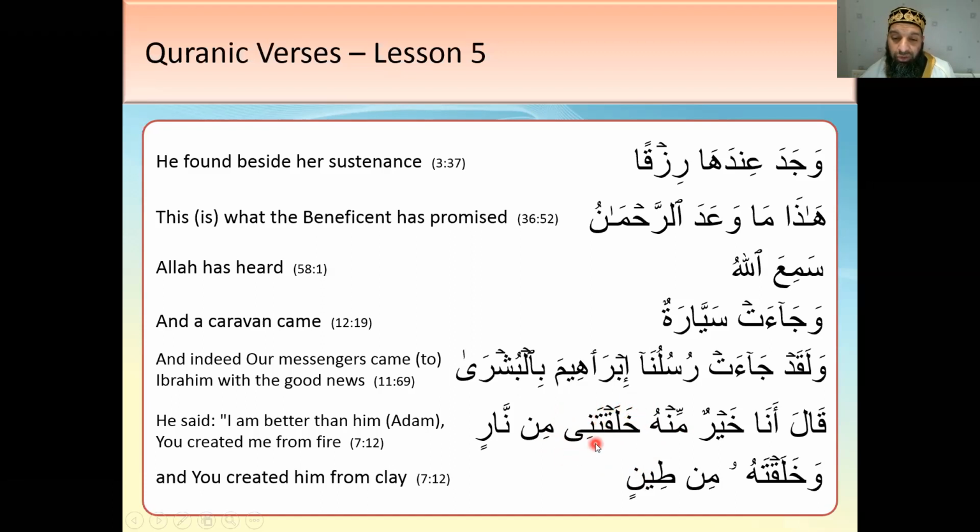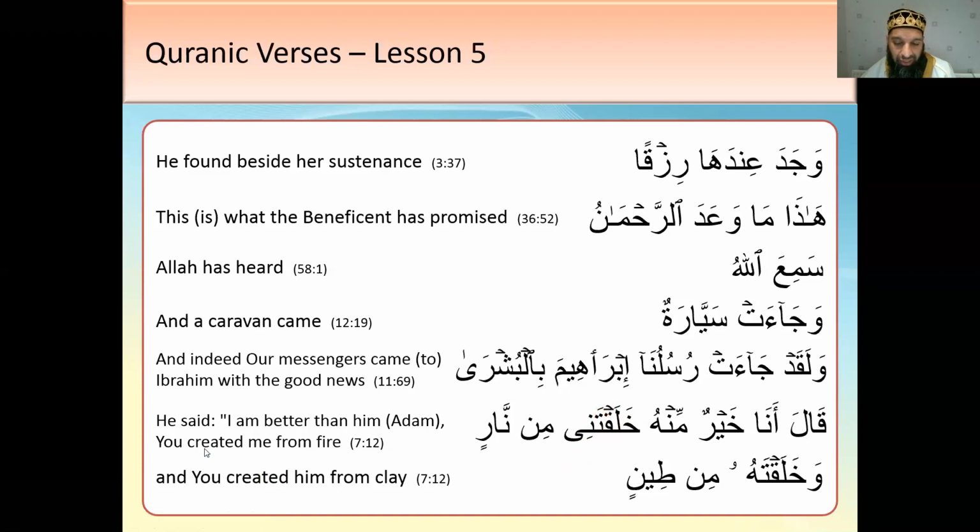What does ni do? Me. You created me. Like kitabi, my book. It's that same thing. This noon appears here to protect the ta. If this noon didn't come, it would become khalaqti, which changes the meaning. Khalaqti means feminine. So that noon comes to protect the fatha of the ta.